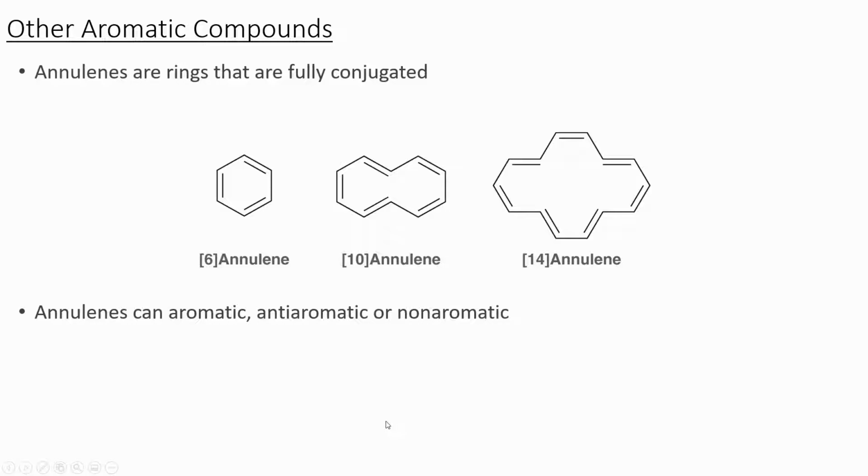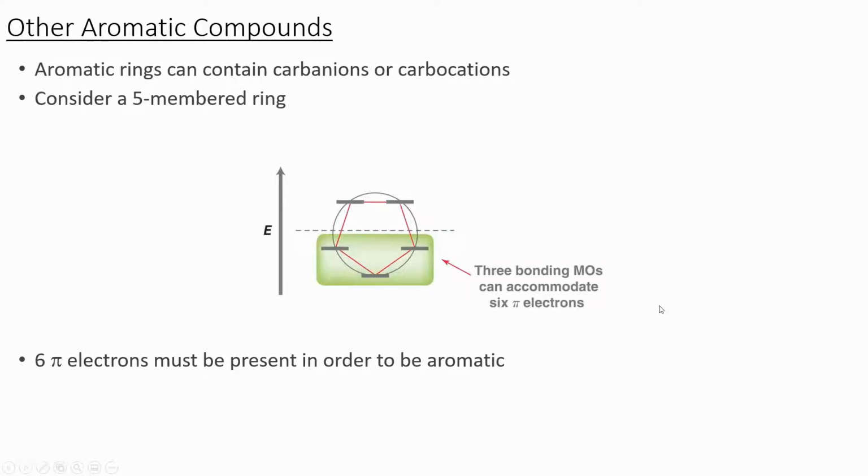We have some rings that are fully conjugated that are even larger than just a benzene ring. And so here are some examples of annulenes. Annulenes are rings that are fully conjugated but are much larger, and they can be aromatic, anti-aromatic, or non-aromatic depending on the conformation in space, the three-dimensional conformation. That'll help to determine if there's p orbital overlap as well as the number of electrons present.